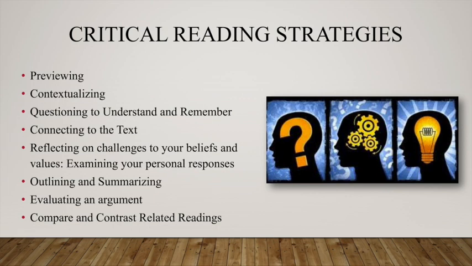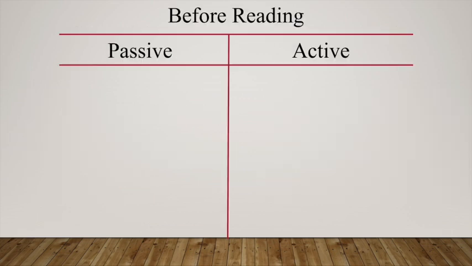Doing things like outlining and summarizing. Evaluating an argument. Do you believe that the author had enough evidence to support his or her argument? Did they present enough that made you believe what he or she was trying to do? Comparing and contrasting relating readings. And we can look at that in a way of connecting as well, because you're looking at it in terms of how perhaps two texts are similar or how they are different.